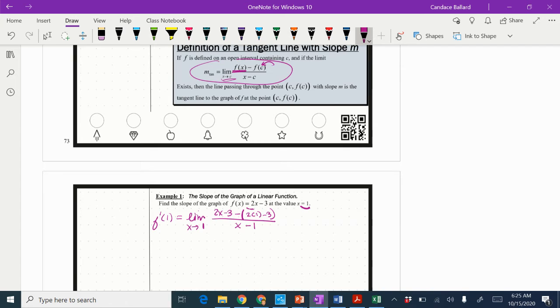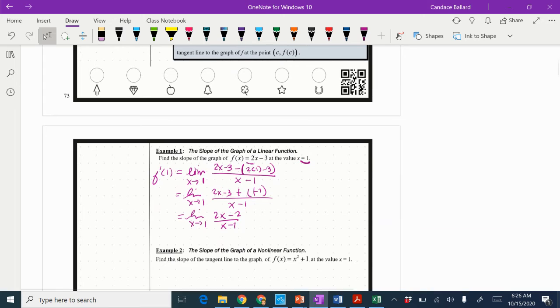And then I'm going to try to evaluate that. So I'm going to start by simplifying my algebra a bit. So I have 2x minus 3 minus 2 times 1 is 2, minus 3 would be negative 1. And then that's still all over x minus 1. My double negative is going to become positive. So I have simplifying algebra still. So I've got 2x and then 3 plus negative 3 plus 1 is negative 2 over x minus 1.